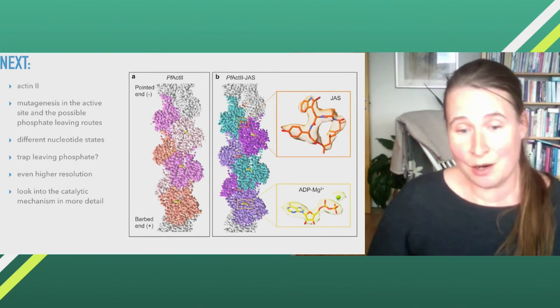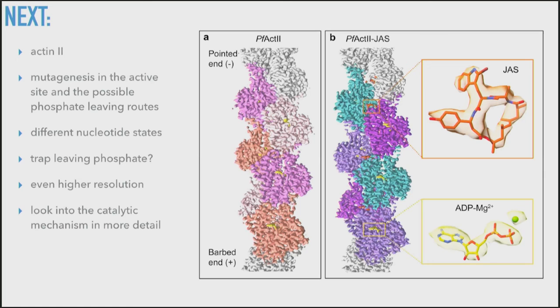So what are our future perspectives? Next, as I mentioned briefly in the beginning, there is a second isoform of actin in the parasite as well. So we want to study that in more detail as well. And we already have high resolution cryo-EM structures of actin 2 as well, which we are currently analyzing.